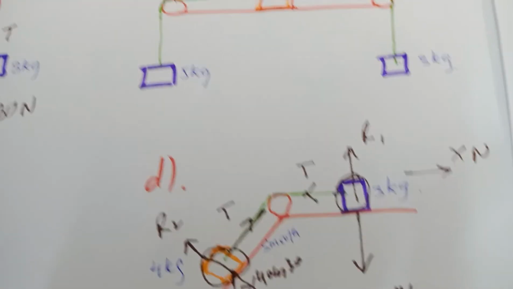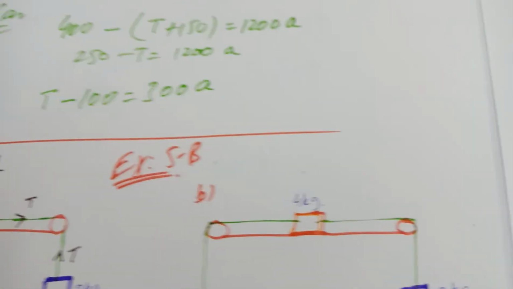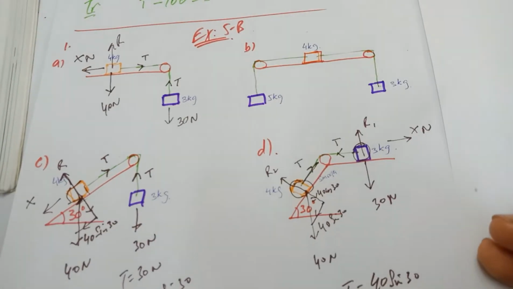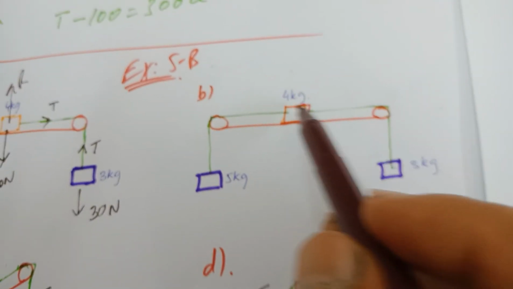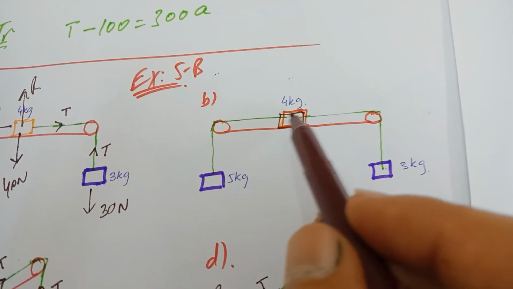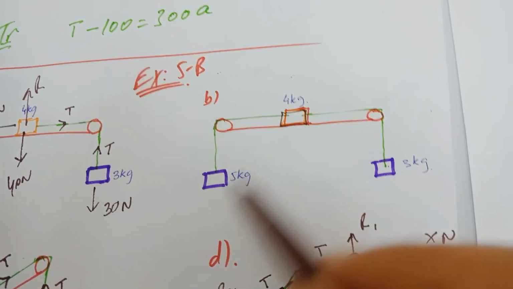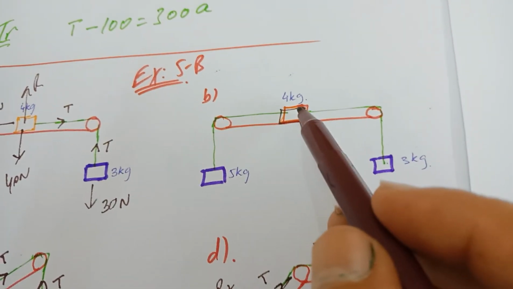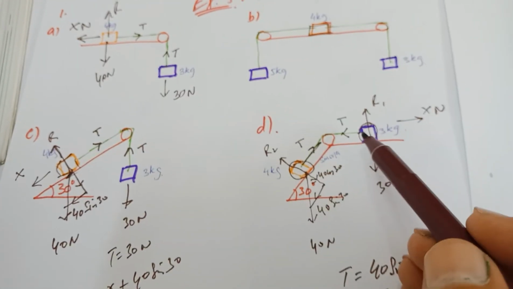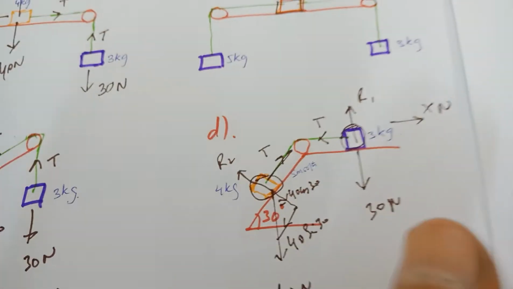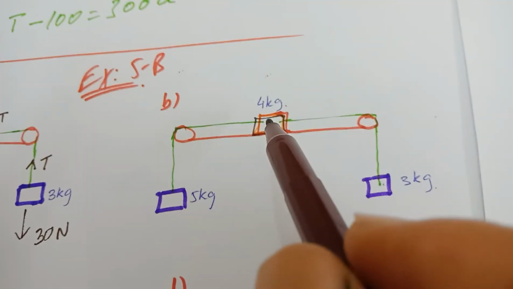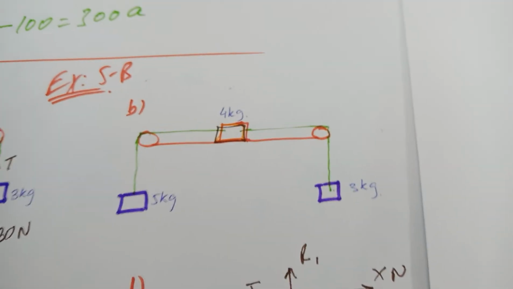Now moving towards this part B. What is special in this? What is different if you compare this with the other 3 parts? The thing is that in this situation, we have a block connected with 2 other blocks over here. These 3 examples had just 1 string in them. Now here are 2 strings. So please remember, 1 string, the same tension. But when you have 2 different strings, then there will be 2 different tensions in them.